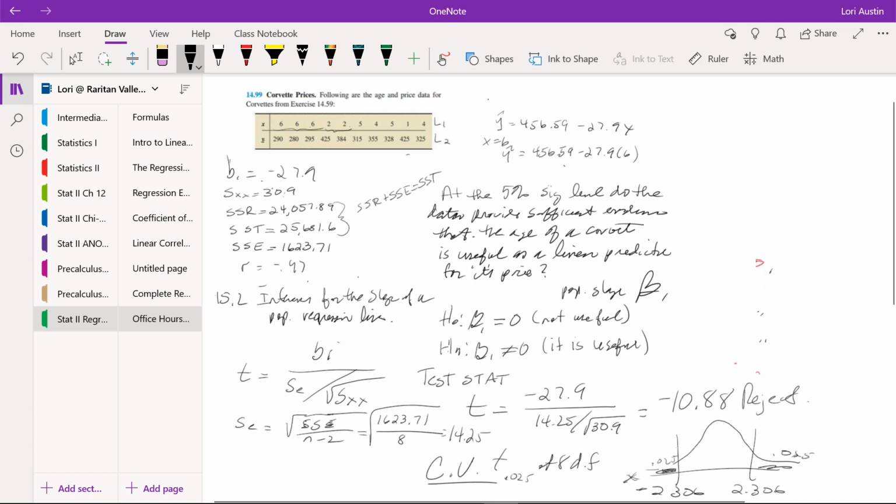And what's nice is this will be consistent with information you got for things like the coefficient of determination, which also we had a pretty high coefficient of determination in this problem, which told us that yes, our graph was going to be useful. So it makes sense that we end up rejecting the null hypothesis that it's not useful. And we can say, yes, at the 5% significance level, the data do provide sufficient evidence to conclude that the age of a Corvette is certainly useful in predicting its price.